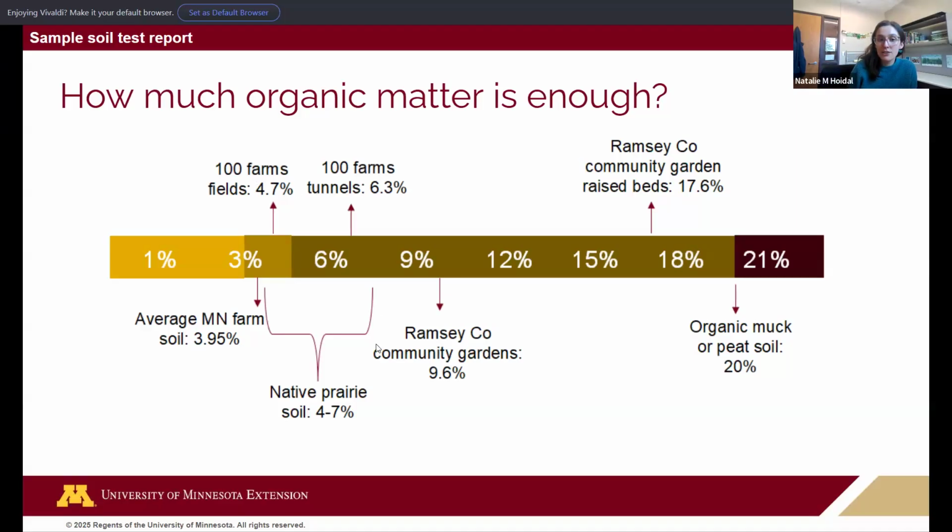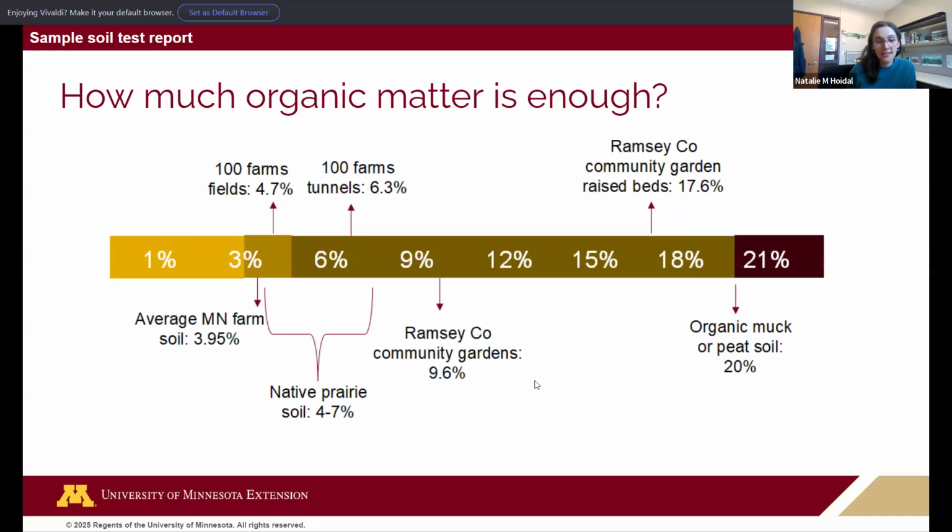A native prairie in Minnesota might have 4 to 7% organic matter. So I think that's a really helpful reference point as we're looking at agricultural soils. High tunnels in our 100 Farms project, we're at 6.3, so way higher than fields. People tend to put a lot of inputs in their high tunnels.